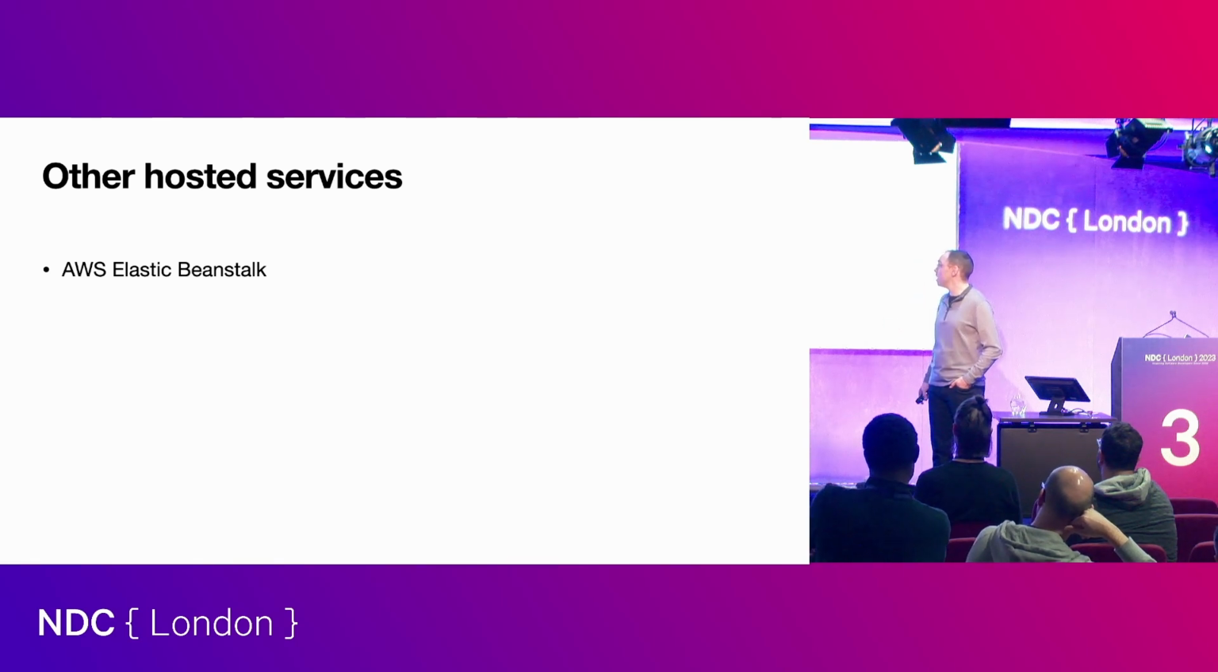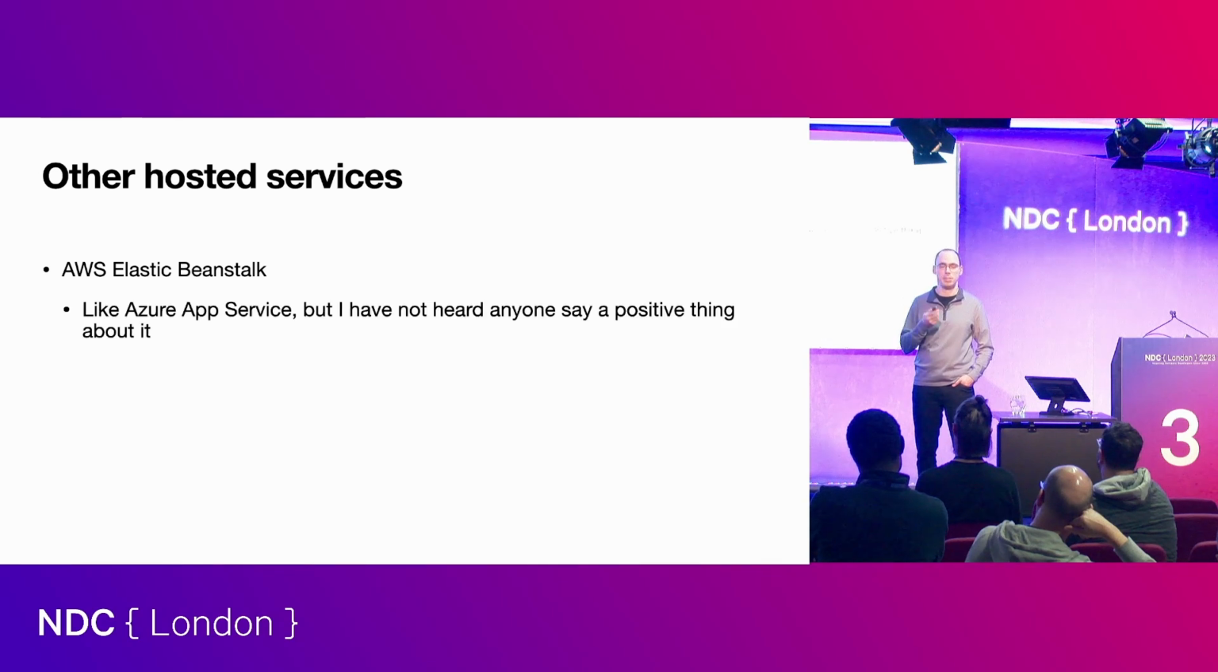Other hosted service, AWS Elastic Beanstalk, which is kind of akin to Azure App Service. This is the anecdote warning that I'm going to tell you. Everybody that I talked to about AWS Elastic Beanstalk said they hated it. They didn't like it for reasons. One person particularly said that it was hard to configure HTTPS. Now, I don't know when that was. It could have been 5 years ago.